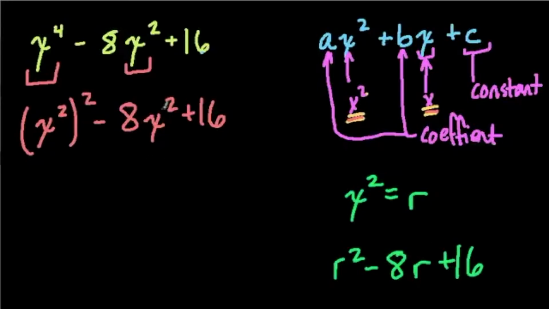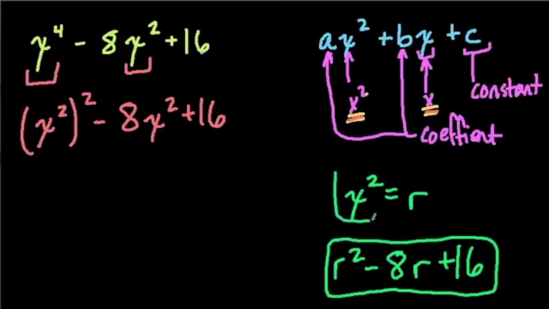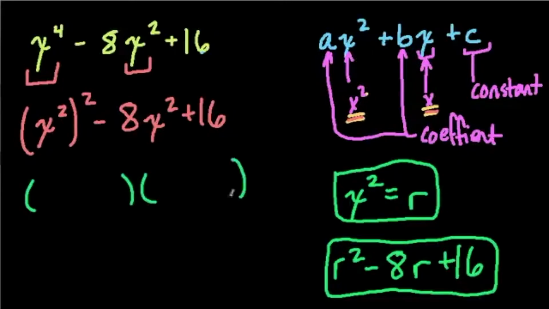But I prefer to keep it in this form here. You could factor it out from there and then resubstitute at the end, but it's up to you. So here, how do we factor? Well, set up our brackets. Our variable is being squared, so we put x squared twice. And now we need to find factors that multiply to positive 16 but add up to negative 8.